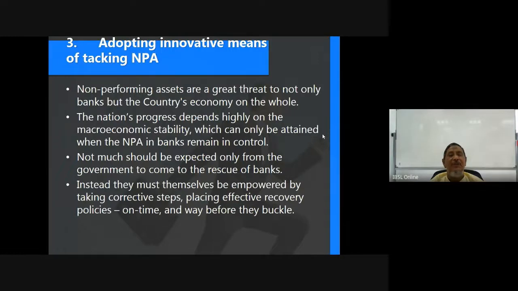Recovery policies are very, very important. In my first session, I pointed out the present position of the country's banking system regarding the capital requirement of the central bank's order by 2023. What will happen? So there is still a threat.